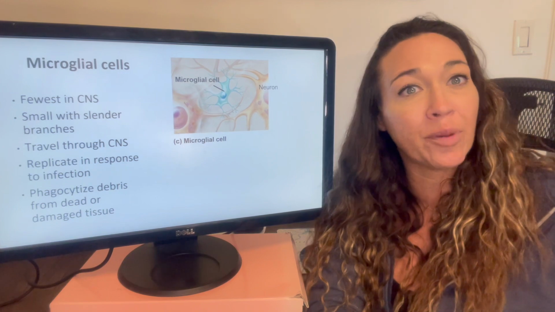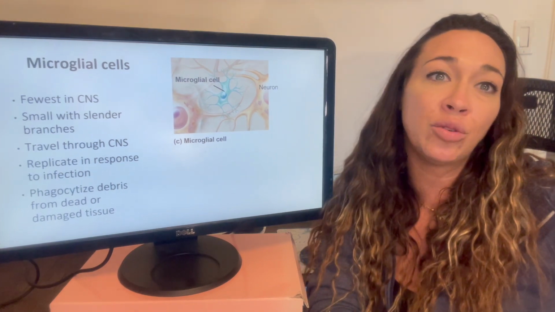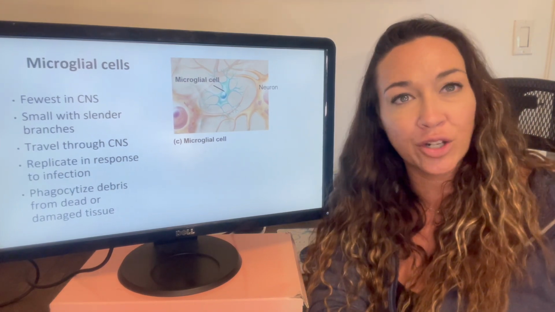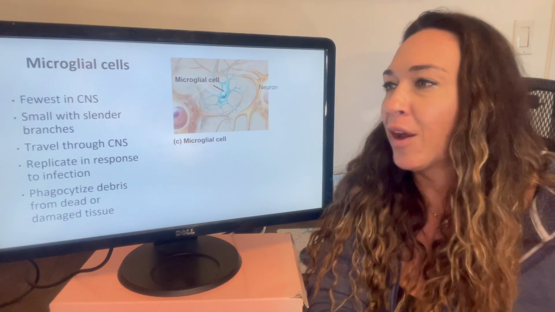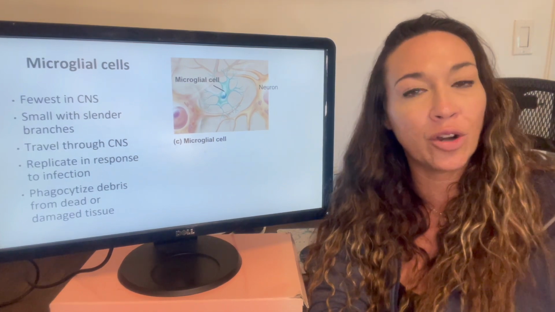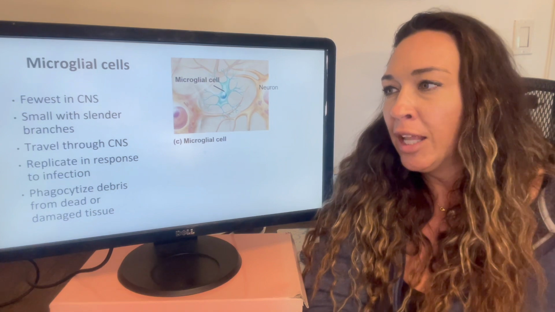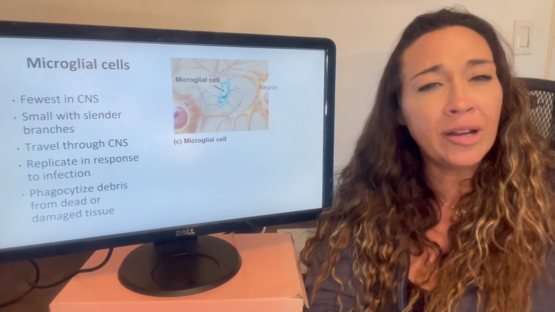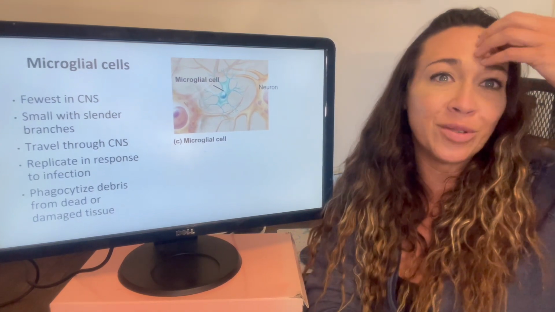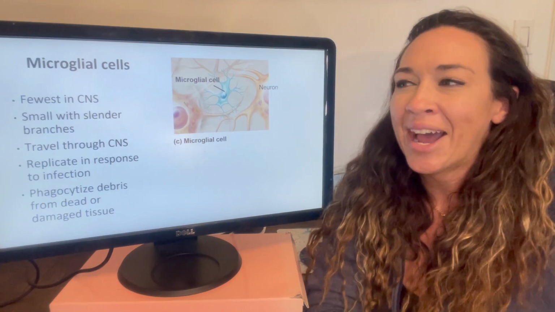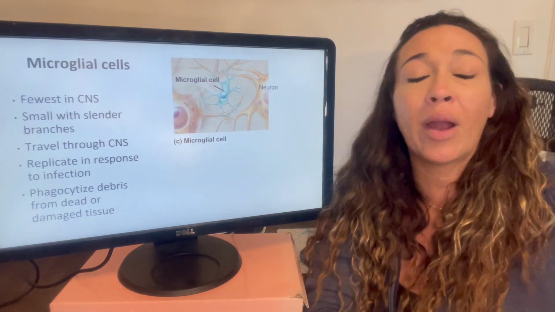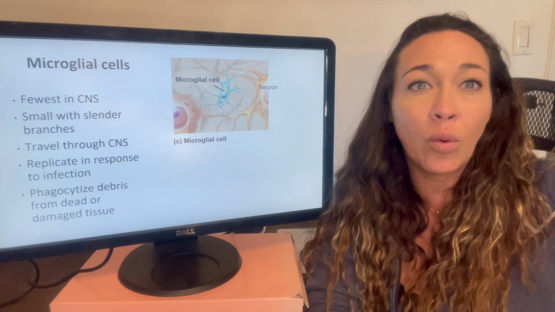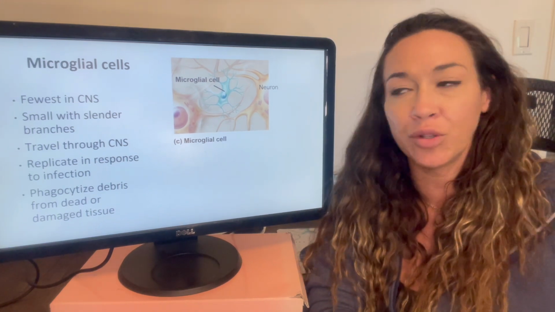They also can replicate, especially in response to infection, right? So if you do have that infection, they want to make sure that they are there. They are helping to clean things up, and therefore they are numerous in amount. Let's see, they are the least common in our central nervous system, so sometimes working harder than they should be. But they can travel throughout the central nervous system and go wherever they need to be to basically help do their job.